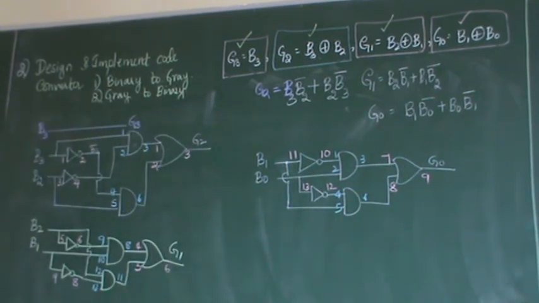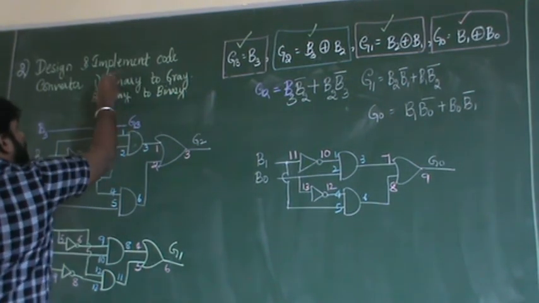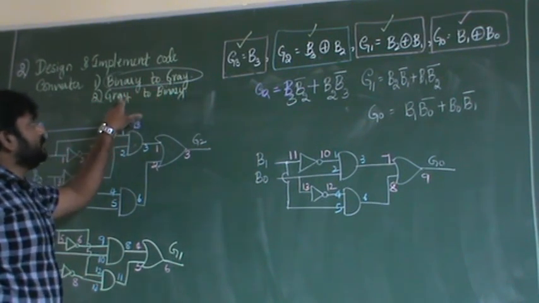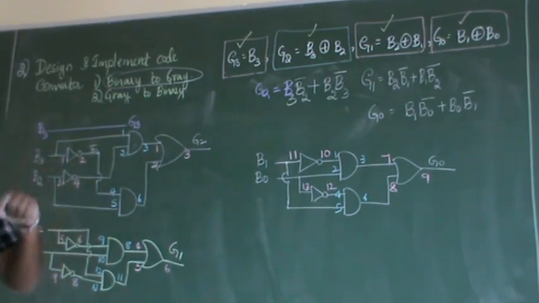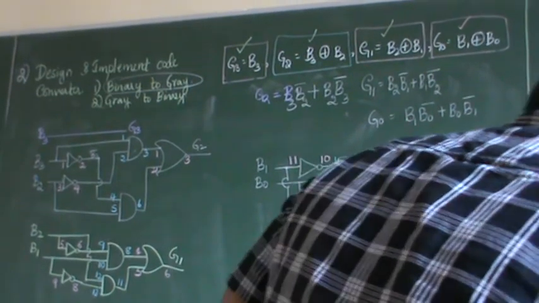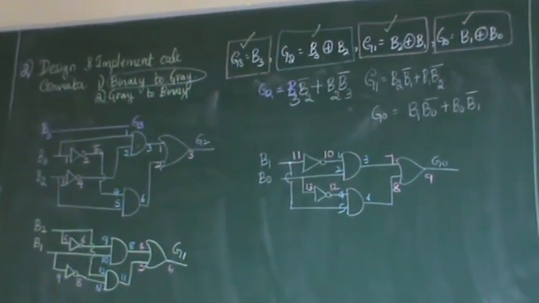Okay. How to verify it and how to implement it, all those things we will see in the laboratory session. Just copy down this much. So binary to gray explanation is done, that is our design part is done. Implementation is still left out. So the design part is done from binary to gray, and what is left is gray to binary. We'll see that a little bit later on. Okay. Copy down properly.